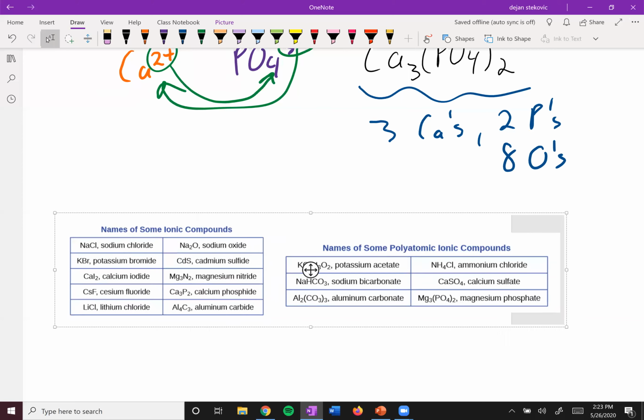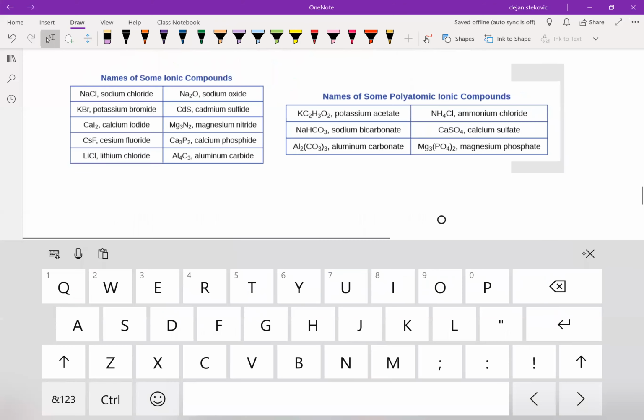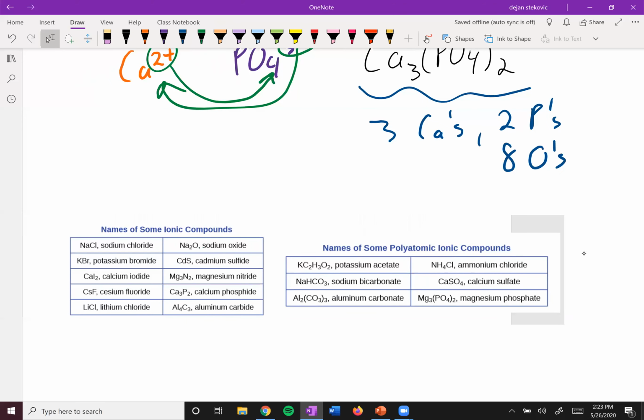Here are some common compounds that you have. Go ahead, pause the video, look at the names, and make sure that you understand the names and understand why they have the name that they do. I know nomenclature is not everyone's favorite component of the course, but it is important.